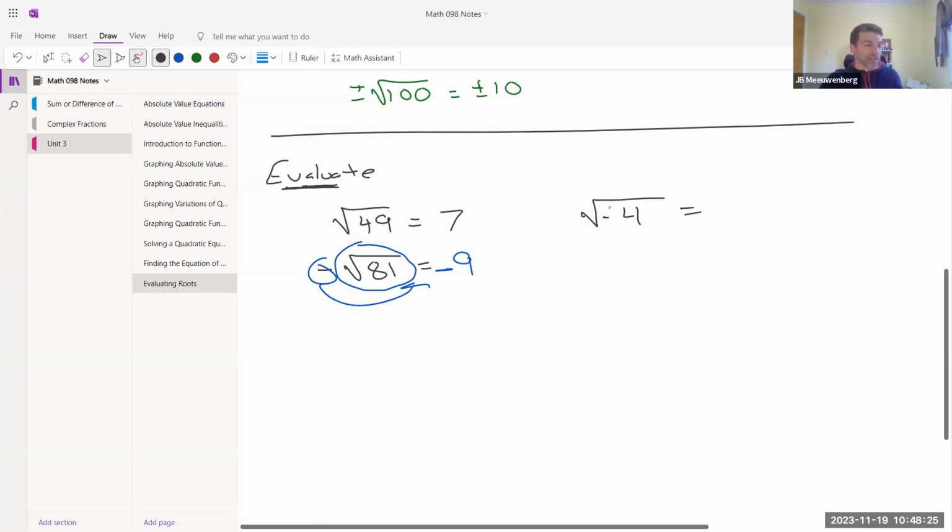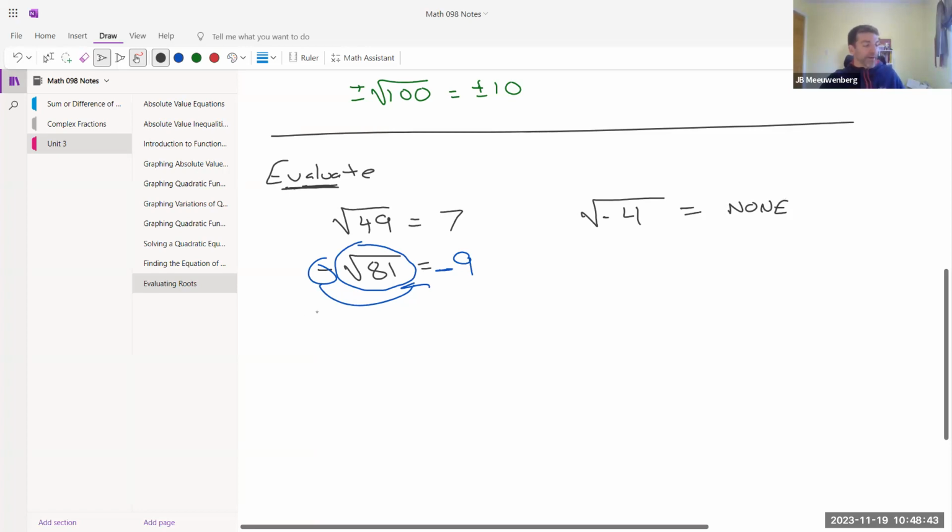We can't take the square root of a negative number and get a real answer. We can get something called an imaginary number, but that's for another time. So we say that there is none. You might get an error if you try to do that on your calculator.